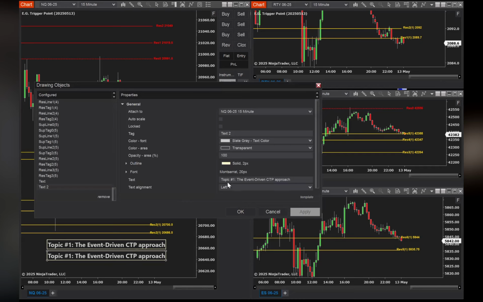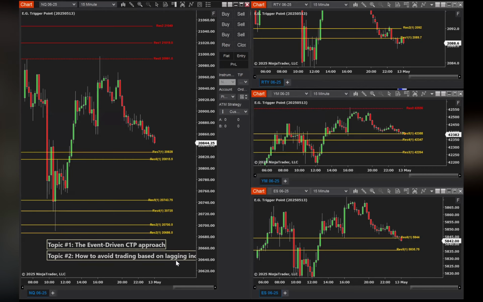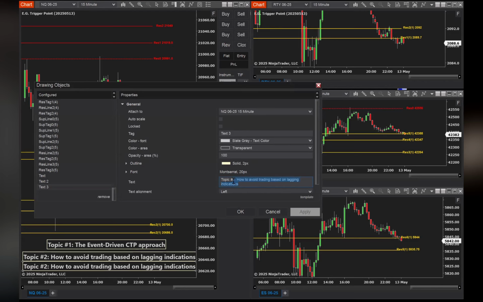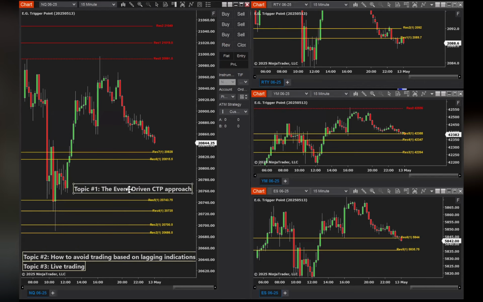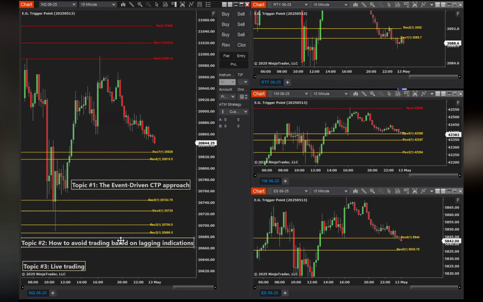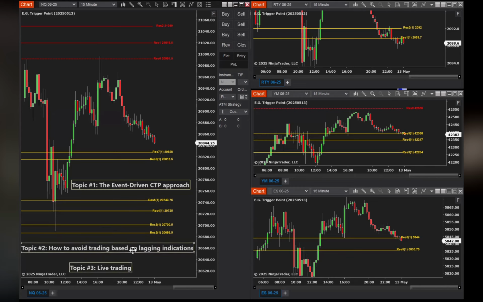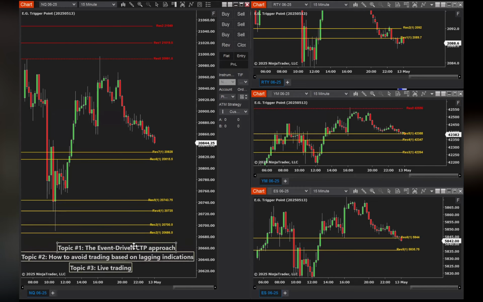And the second topic, as I said, will be how to avoid trading based on lagging indications according to the CTP methodology, of course. Okay, so the third topic will be live trading. I'll try to find real-time opportunities with you today if you're staying with me, and I'll take trades and I'll explain the trades. It's a low volume, but I believe that there will be opportunities. Okay, so these are the topics.